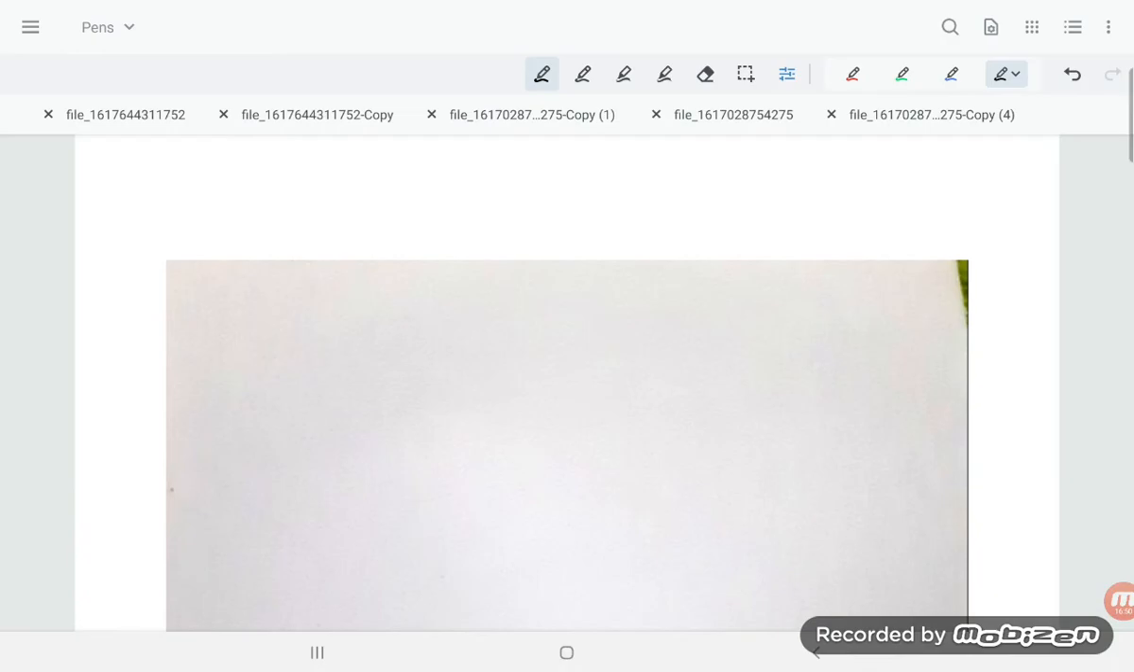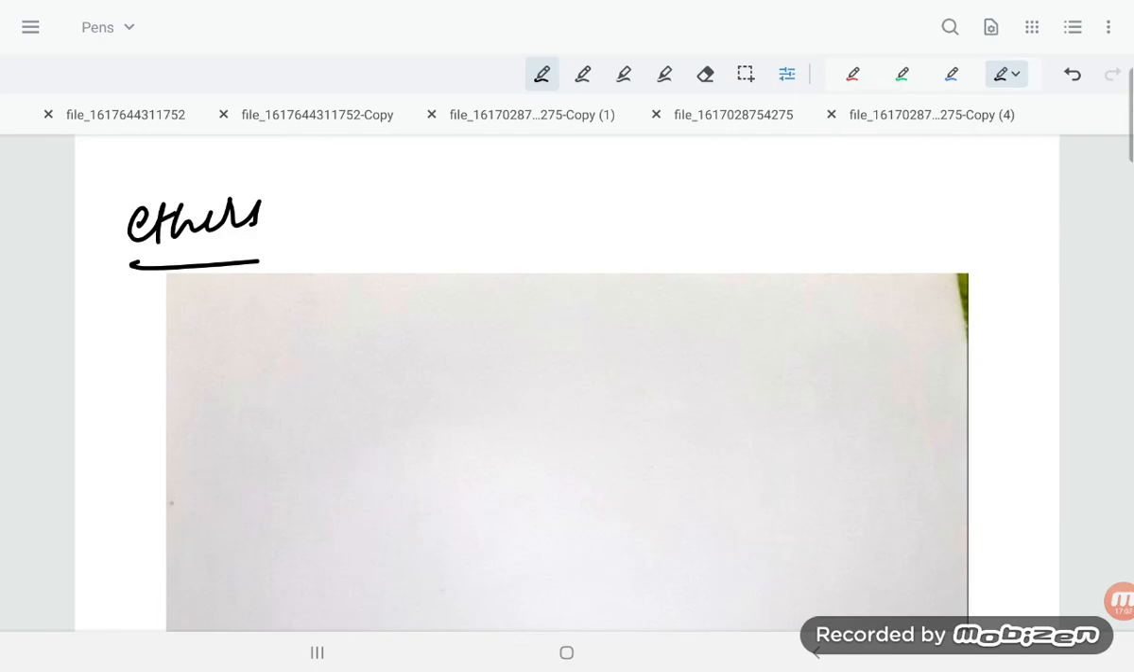Now the next one is ethers, students. First of all we are going to cover the methods of preparation, and then we will move slowly to the chemical properties, dear student. So let us have a look at the methods of preparation of ethers. Firstly, we are writing preparation.